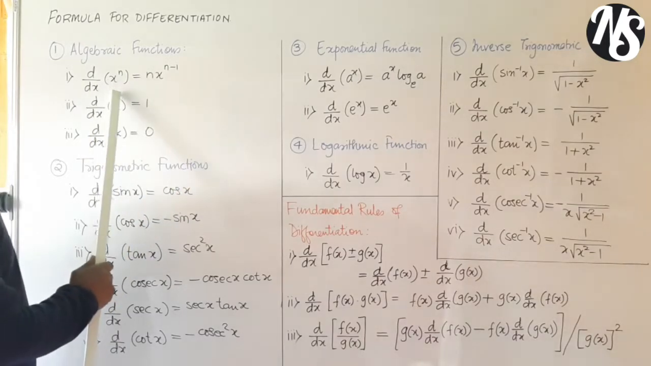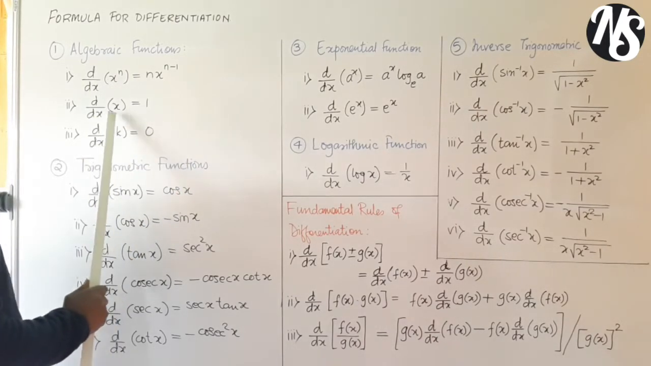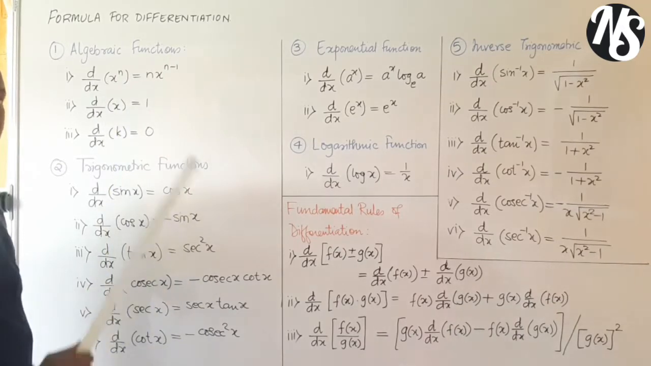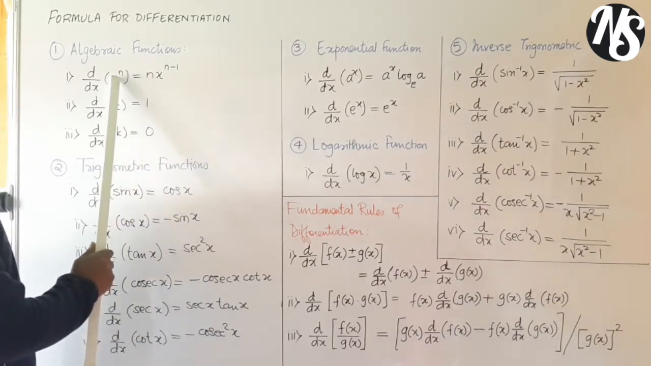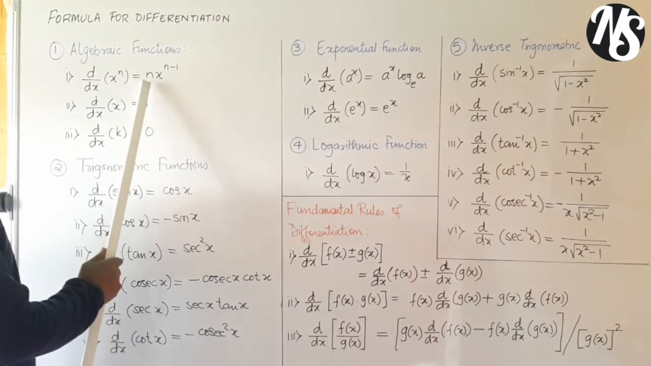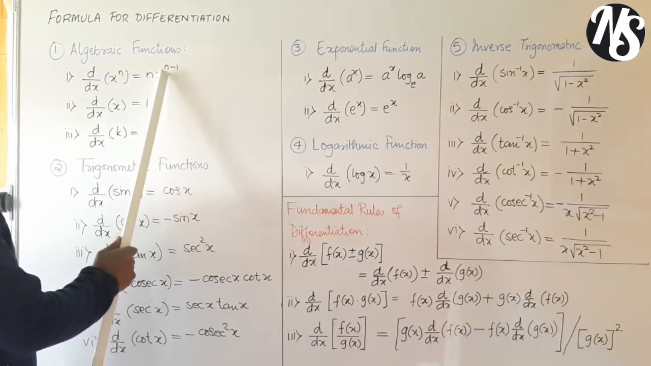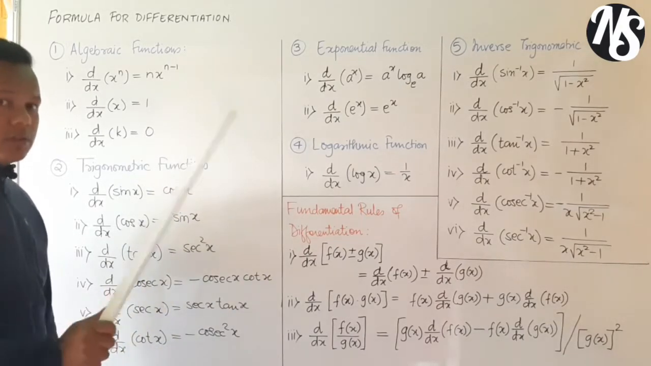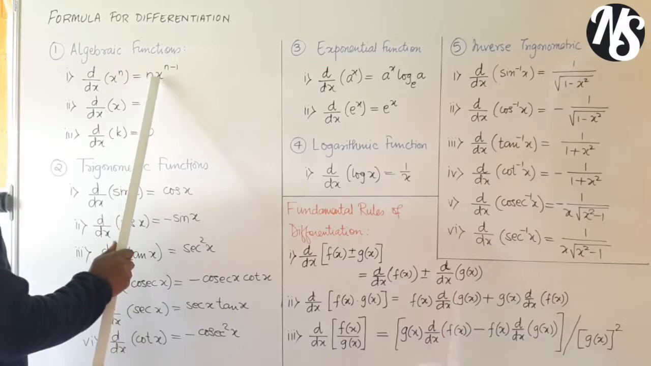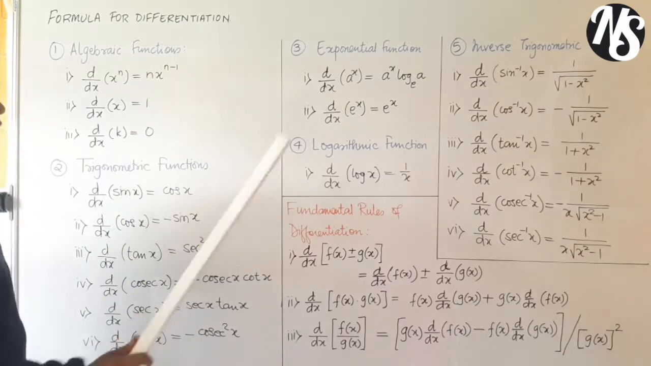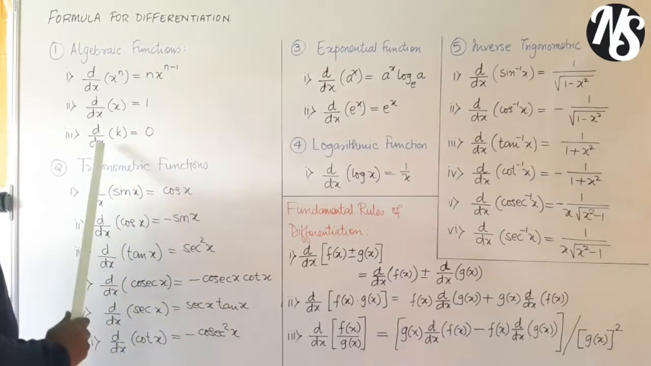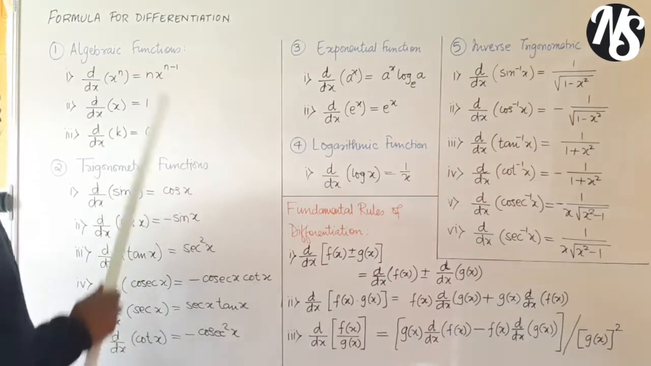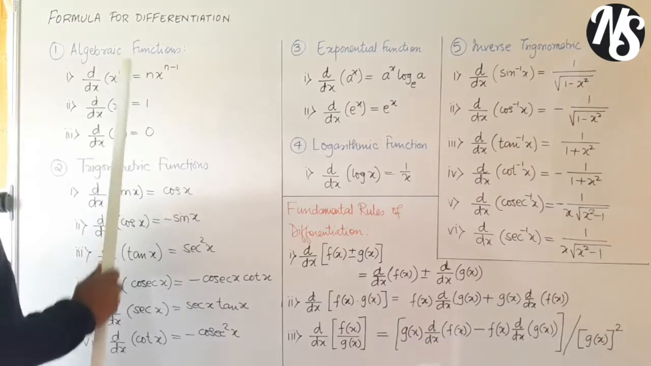So d by dx of x to the power n is this much. Now d by dx of x: here the power is 1, isn't it? x to the power 1. So put the value of n to be 1 here. So it becomes 1 into x to the power 1 minus 1. x to the power 1 minus 1 is x to the power 0, which is always 1. So 1 into 1 becomes 1. Easy. And you need to remember one thing: the derivative of a constant is always 0. These kinds of functions are known as algebraic functions.